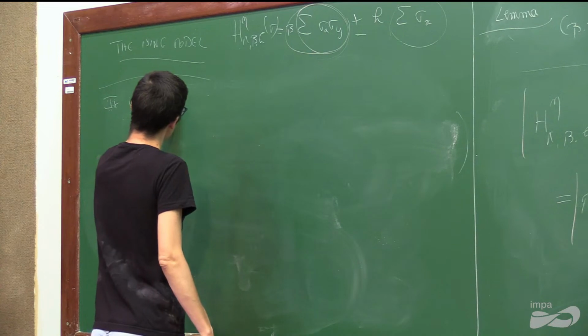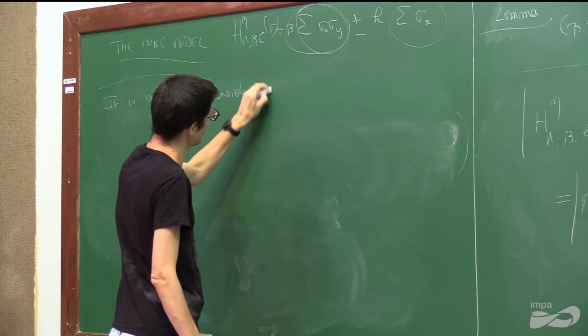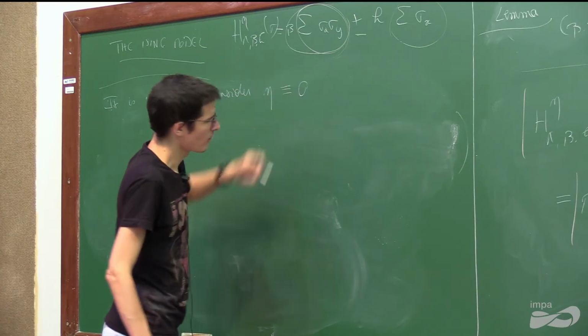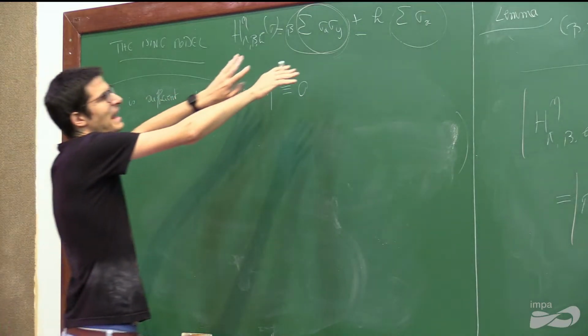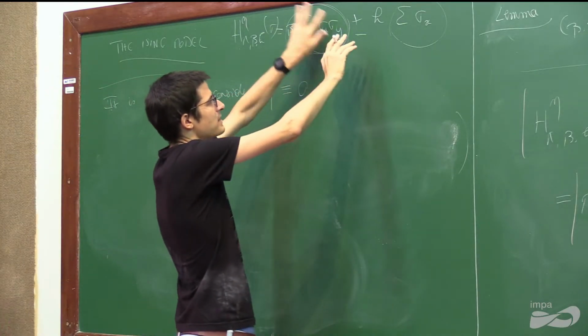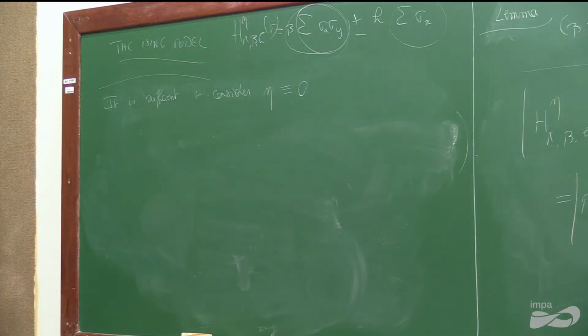Because of what we have just proved, we can only consider the free boundary case. This is the first simplification. If we have convergence in the free boundary case, what we have just proved says that we have convergence for every boundary condition. So the Hamiltonian we will consider will be exactly this, and there is no term with eta which is hidden.